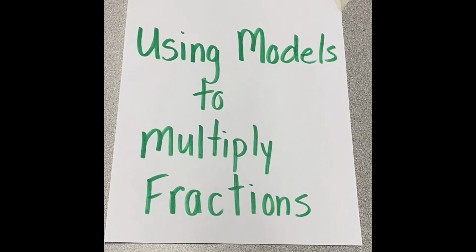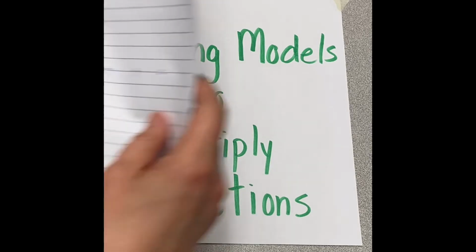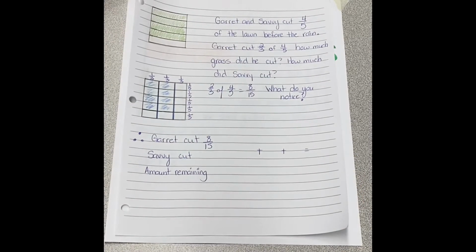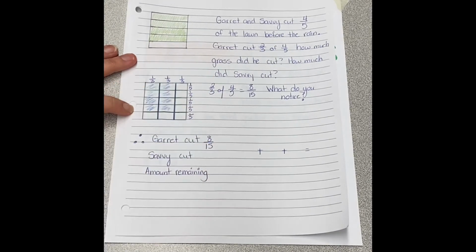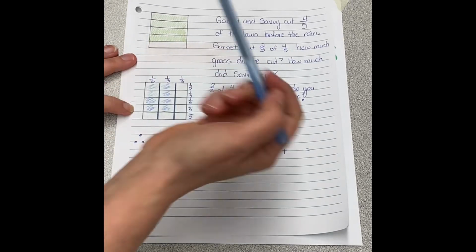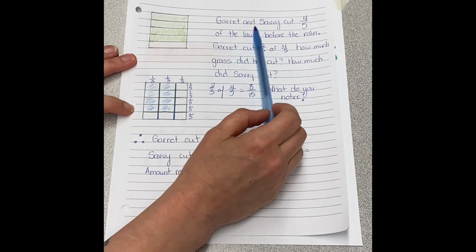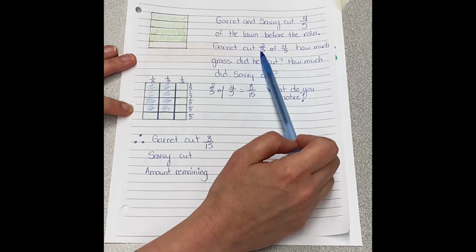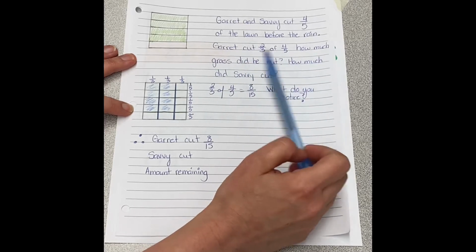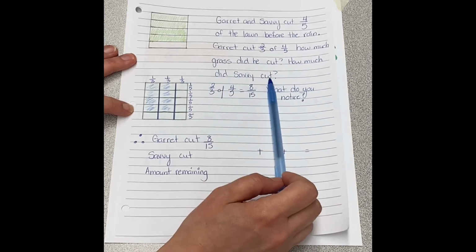For this video, I'm going to go over how you can use models to multiply fractions. A model is a visual representation or image to represent your mathematical thinking. So here's the problem. Garrett and Savvy cut 4/5 of the lawn before the rain. Garrett cut 2/3 of 4/5. How much grass did he cut? How much did Savvy cut?